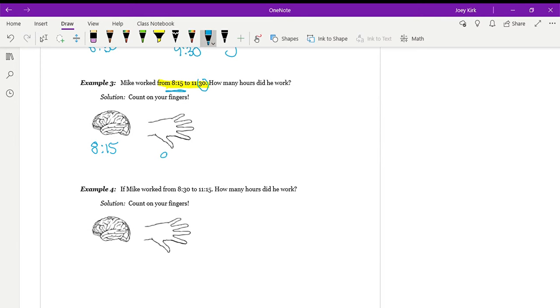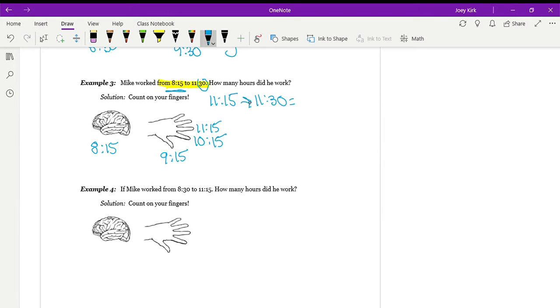So the first hour is to 9:15. Second hour is to 10:15. The third hour is to 11:15. And then we have to stop because we can't do a fourth hour to 12:15 because he stopped at 11:30. So then we just have to ask ourselves between 11:15 and 11:30, how much time passed?